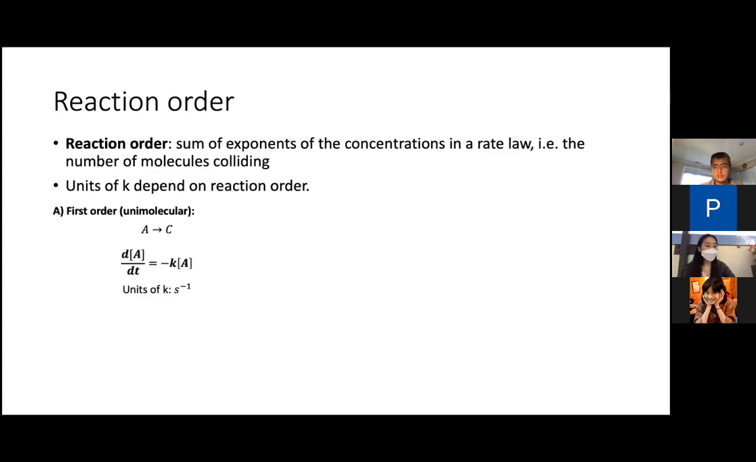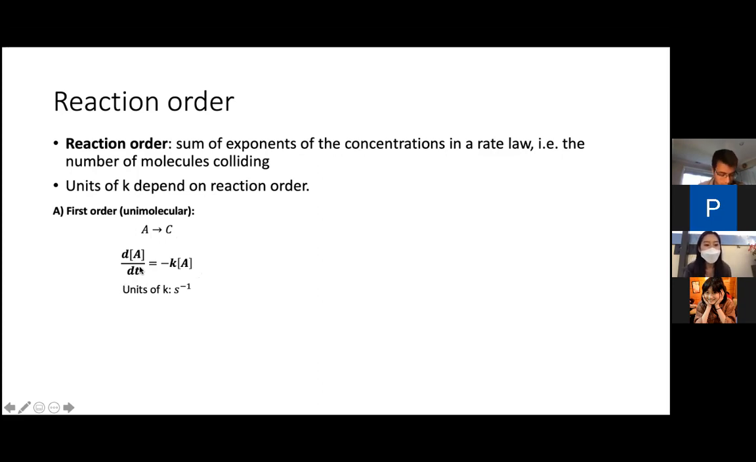So first, let's look at reactions that have only one reactant. These are called unimolecular reactions, and they're called first order because the sum of the coefficients equals 1. So this is the general form. A goes to C, and then this is what the rate law would look like.